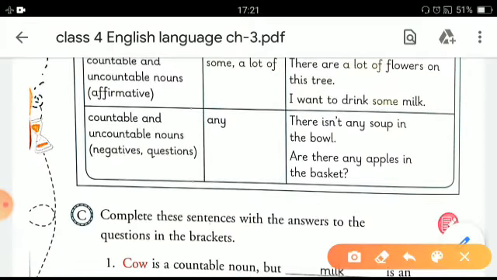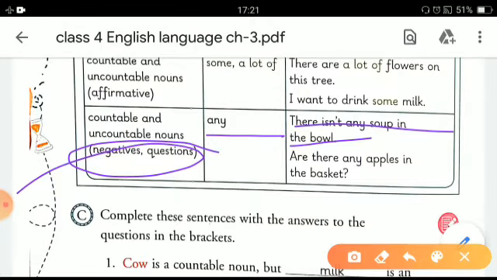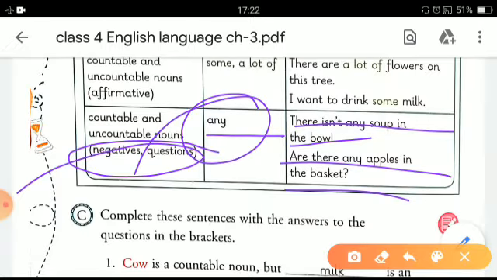And for countable and uncountable nouns, for the negative and questions, we use any. There is not any soup in the bowl. Are there any apples in the basket? Any will always answer you as no. Any means no. It always gives you a negative answer.